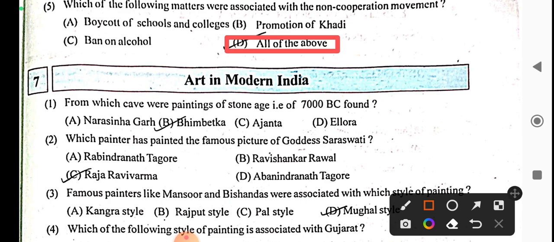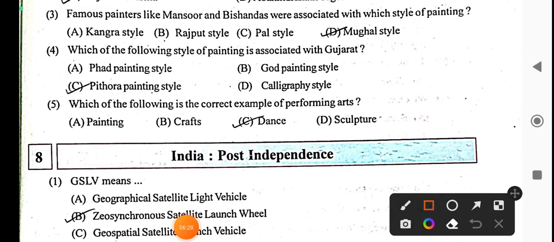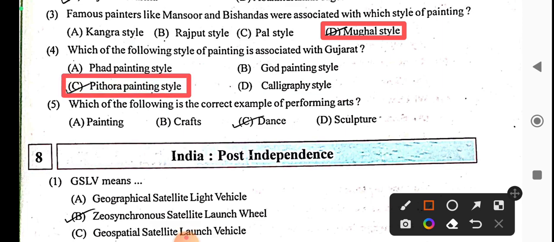Chapter number 7, Art in Modern India. From which cave were the paintings of Stone Age found? Bhimbetka. Which painter painted the famous picture of goddess Saraswati? Raja Ravi Varma. Famous painters like Mansur and Bishandas were associated with which style of painting? Mughal style. Which of the following styles of painting is associated with Gujarat? Pithora painting style. Which of the following is a correct example of performing art? Dance.